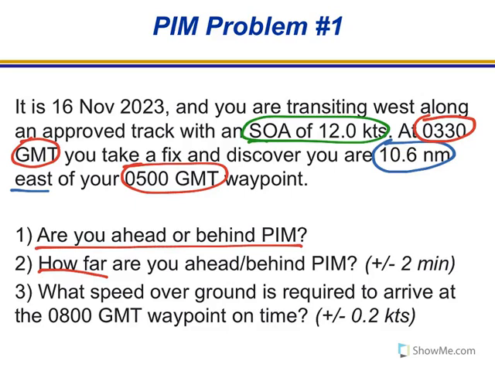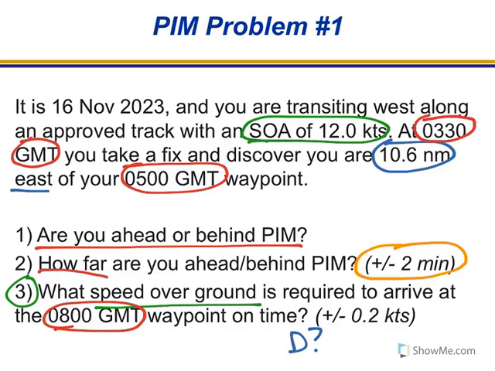The last thing, question number 3, it's basically a speed required problem. What speed over ground is required to arrive at our 0800 GMT, so that's another time that we have, waypoint on time? And we're going to need to figure out the distance between those 2 waypoints as well. You'll also see that our tolerances are the same as they are at SurfNav. For time, we have plus or minus 2 minutes for PIM problems, and for speed required, we have plus or minus 0.2 knots.